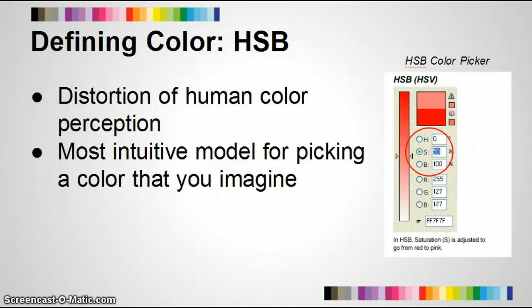HSB breaks down the representation of color along the three axes of hue, saturation, and brightness and divides them into equal ranges. This is a distortion of human color perception. However, it is the most intuitive tool for picking a color that comes to your mind. HSB is commonly used in color pickers, which are a tool found in graphics programs or online to select colors that you see on your computer monitor.